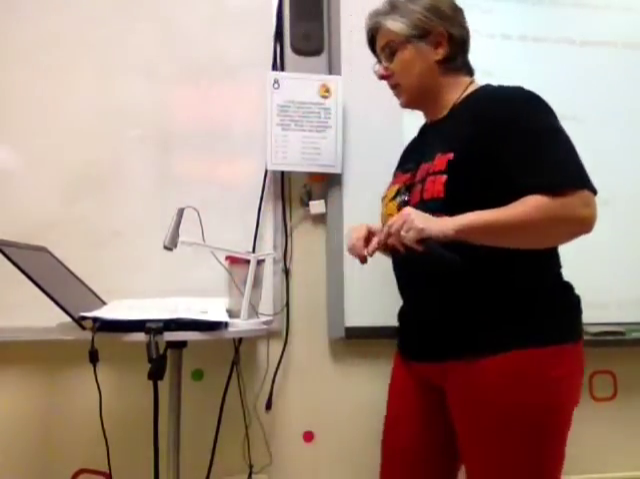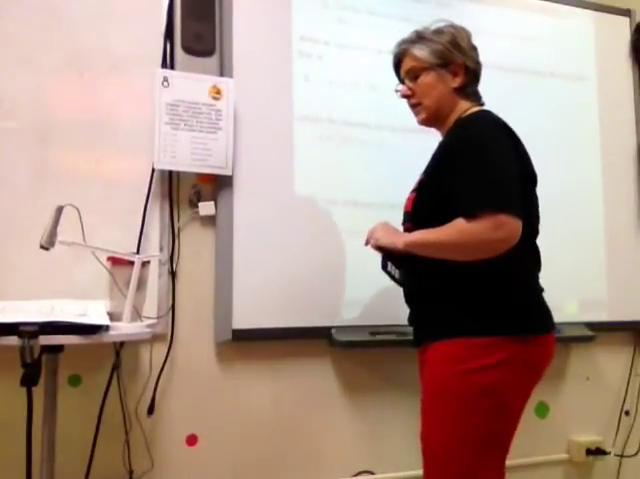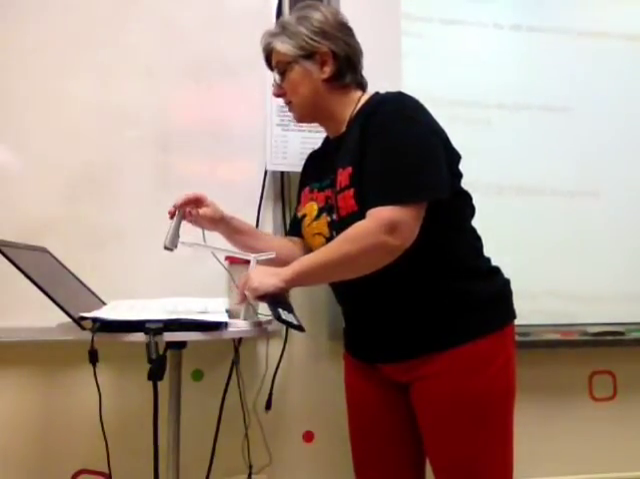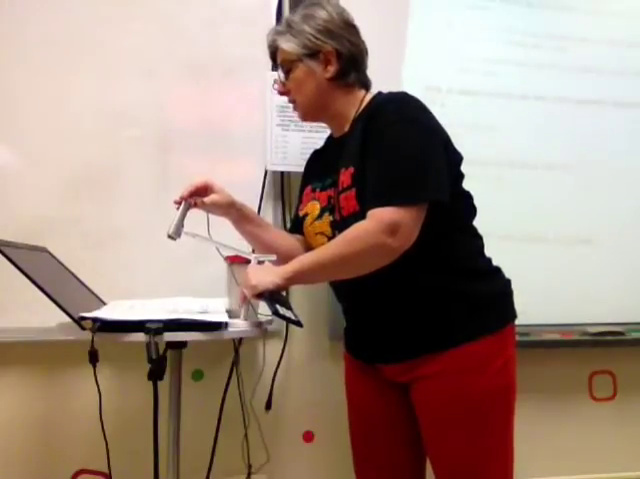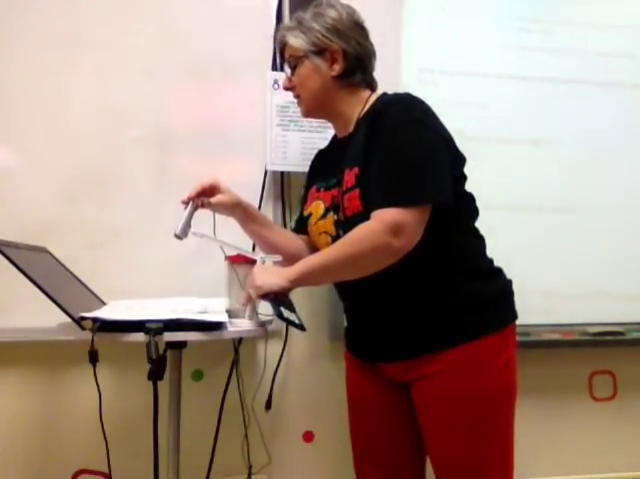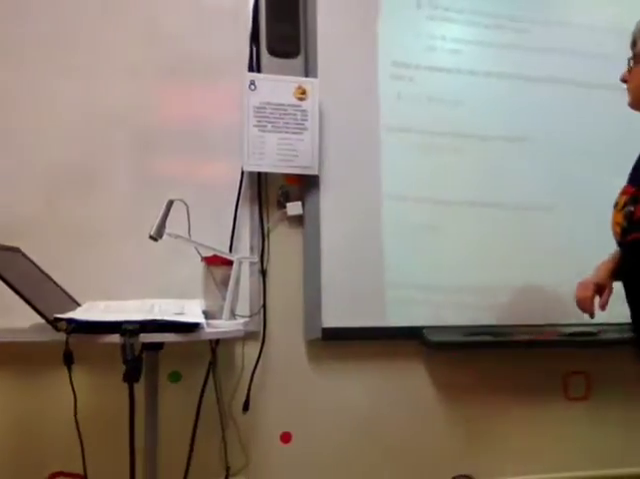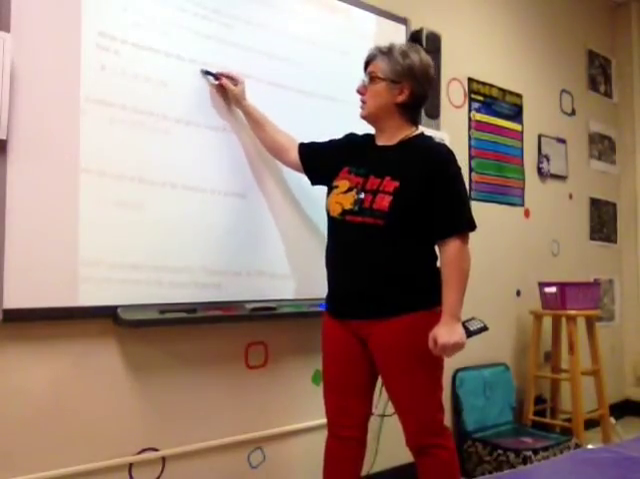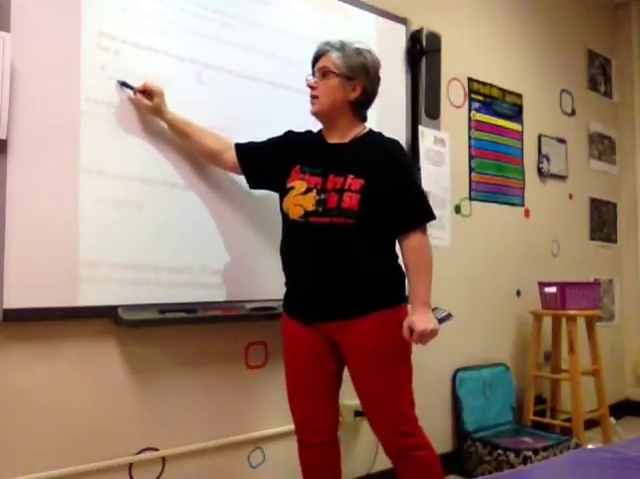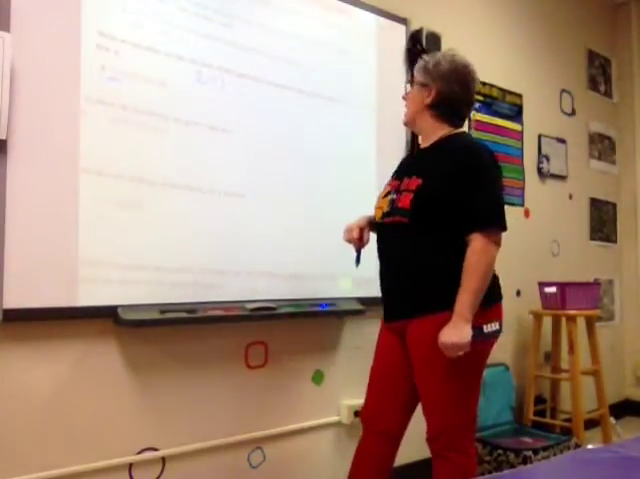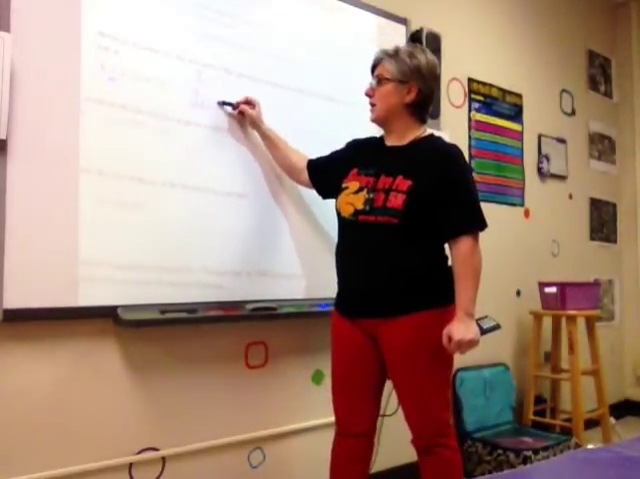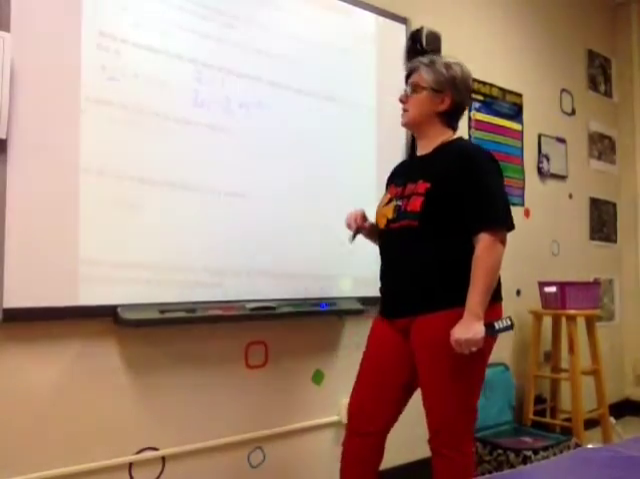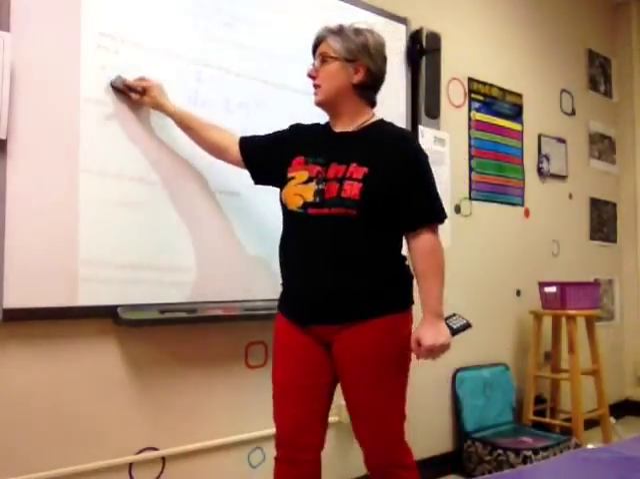Write an equation for the nth term of the geometric sequence using the formula a sub n equals a sub 1 times r to the n minus 1 power. Then find a sub 7. Okay, so I've got a sub 1 being 1 in this list of numbers right here. A sub 1 is 1. And then my formula, a sub n equals a sub 1 times r to the n minus 1 power. I have to find r. That's my rate of change.